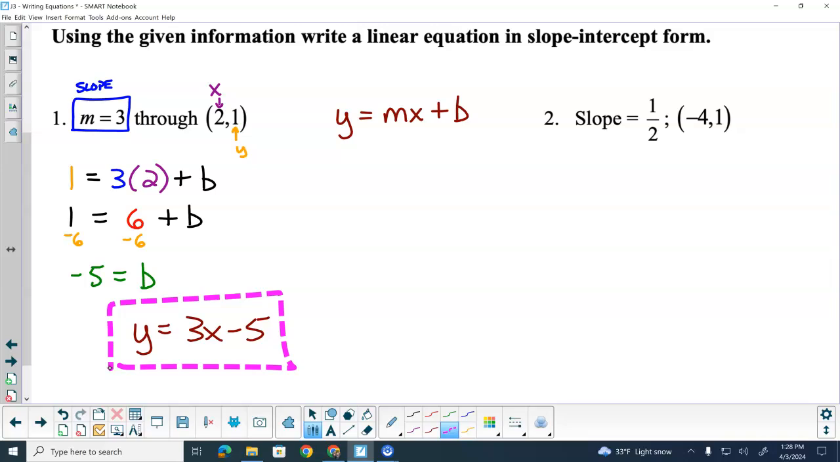Okay. So here's my slope, 1/2. Here's my x, -4. Here's my y, +1. I'm going to use y equals mx plus b, and I'm going to say 1 equals 1/2 times -4 plus b.